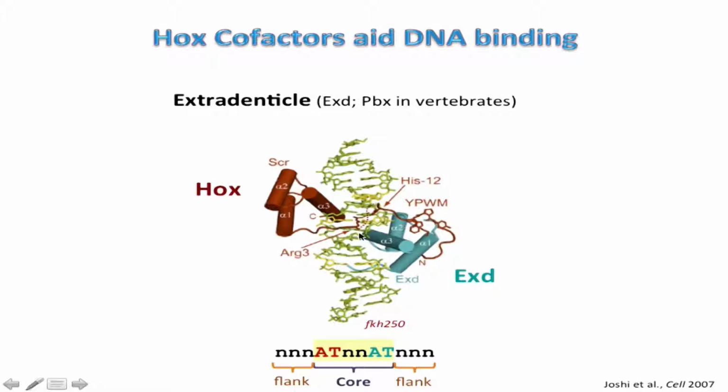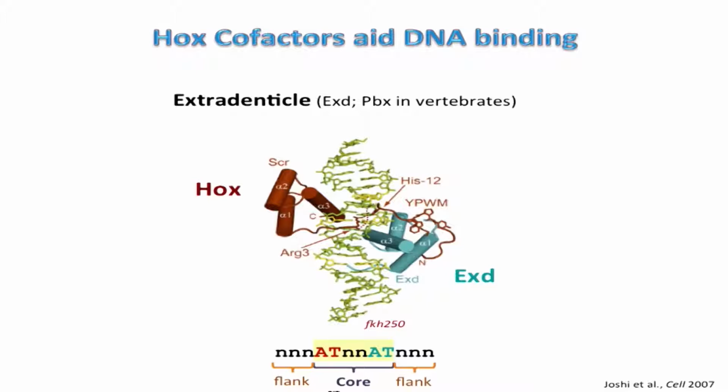And in addition, we can see in this crystal structure that there's also minor groove readout here. The YPWM motif, the N-terminal arm of the Hox protein, is actually lying across the minor groove and also interfacing with extradenticle. Okay? And so with this extra interaction, you can get extra affinity and specificity that you only see when Hox is binding in complex with extradenticle. You don't have that when it's binding alone as a monomer.